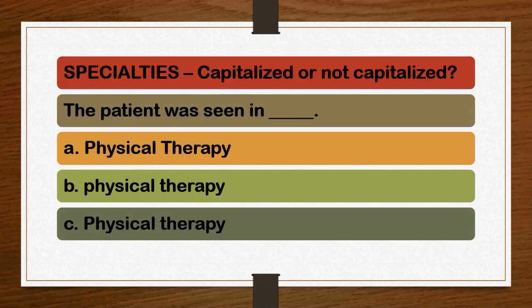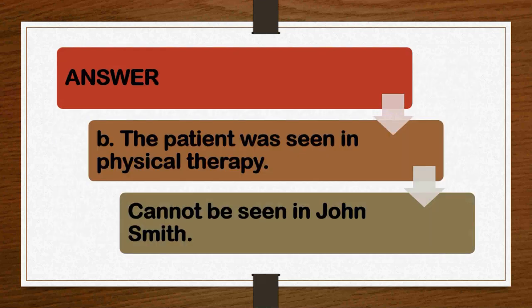Okay. How about this one? The patient was seen in physical therapy. Great, you guys. That's really good. Okay. Almost everybody agreed. It was in physical therapy. You cannot be seen in John Smith. So good job on that one.